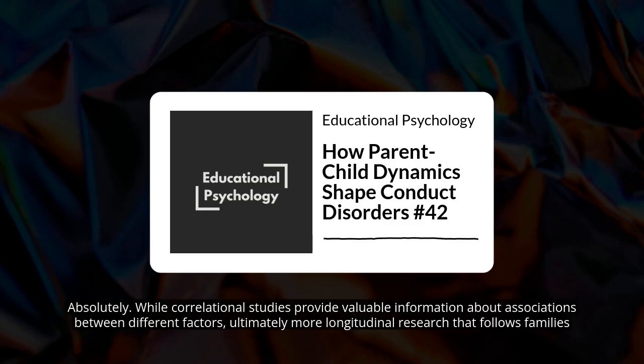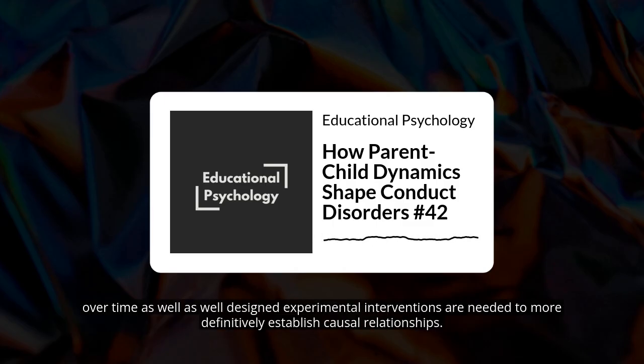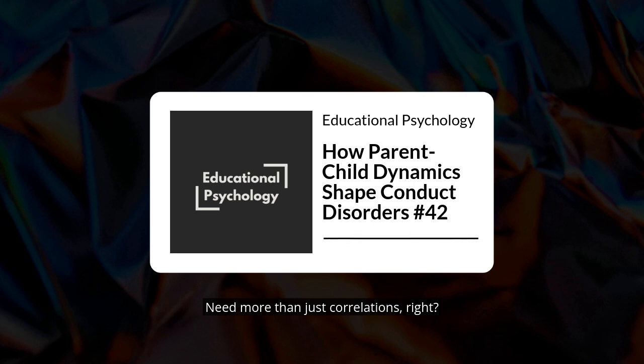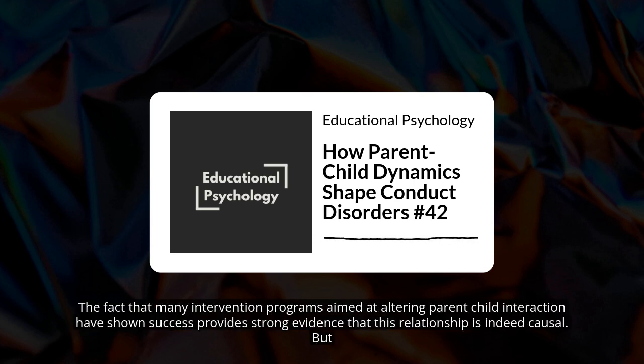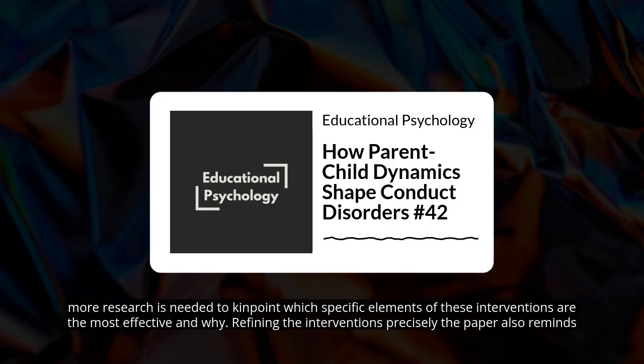Absolutely. While correlational studies provide valuable information about associations between different factors, ultimately, more longitudinal research that follows families over time, as well as well-designed experimental interventions, are needed to more definitively establish causal relationships. Need more than just correlations. Right. The fact that many intervention programs aimed at altering parent-child interaction have shown success provides strong evidence that this relationship is indeed causal, but more research is needed to pinpoint which specific elements of these interventions are the most effective and why. Refining the interventions.